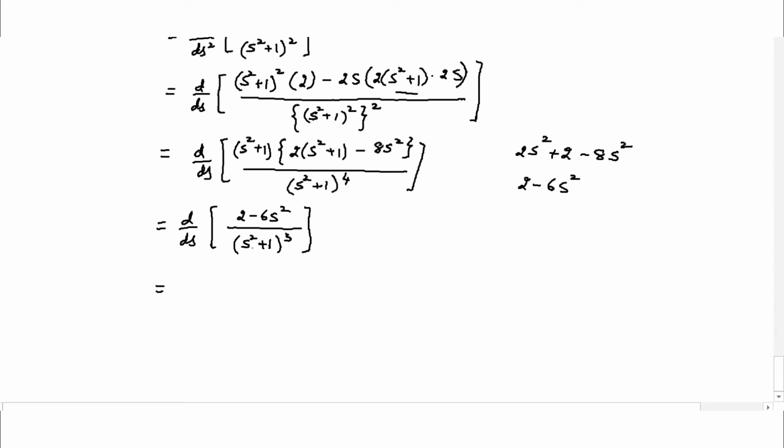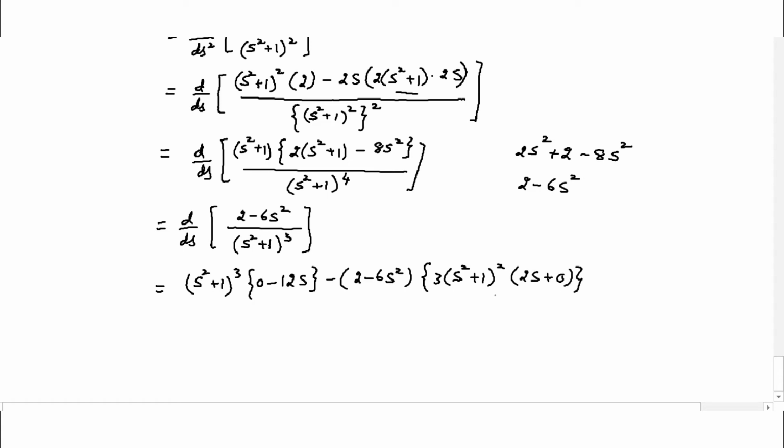Now further you have to differentiate it. Once again using u by v rule, it is v into, that is (s square plus 1) whole cube, v into u dash. So differentiation of the 2 is 0. 6s square differentiation will be 12 times of s. It is minus of u value, that is 2 minus of 6s square into v dash. So cube differentiation will be 3 times of (s square plus 1) whole square into inner differentiation, s square differentiation will be 2s, plus 1 differentiation will be 0. It is whole divided by the denominator square. So the denominator over here is (s square plus 1) whole cube and its square v square.